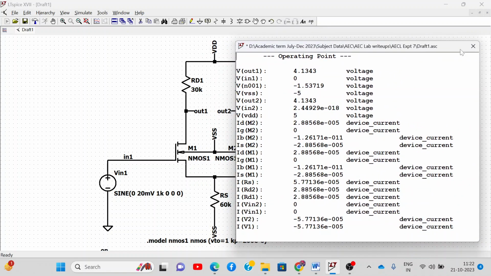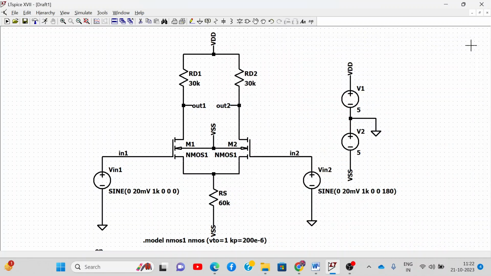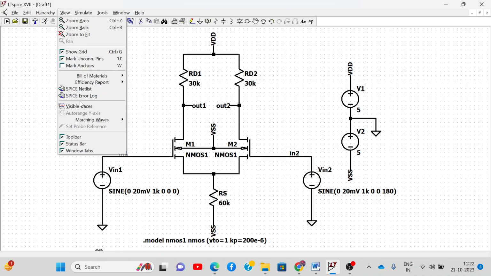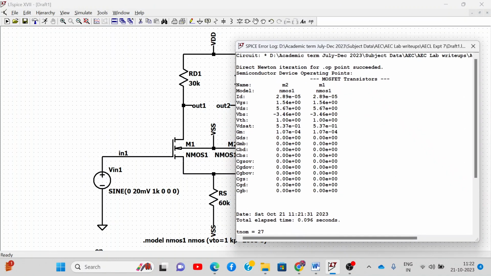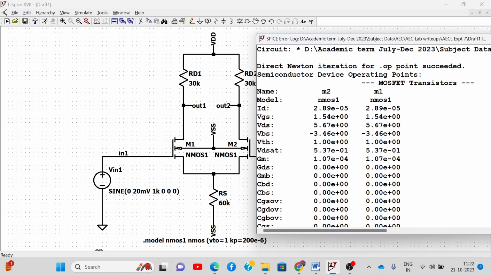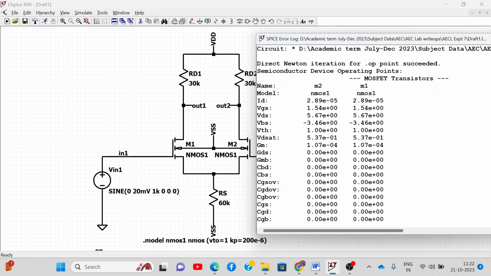But if you want a better view than this, you can see the wordings are not clear. So what you do is close this. You have simulated with .op. Go to view and go to spice error log. This will give you perfect readings. See here, we have M1 and M2. We can compare them easily. VGS, VDS, VBS, VT, GM values also it will give you.